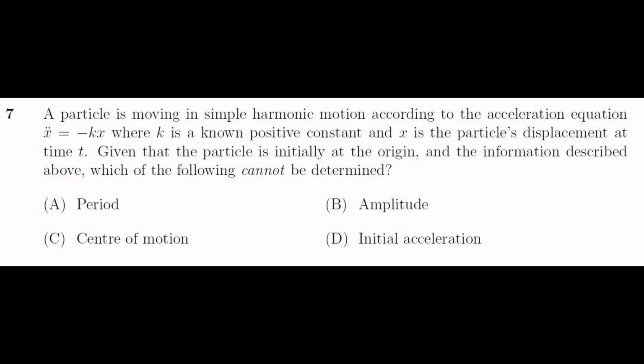So question 7 tells us that a particle is moving in simple harmonic motion according to the acceleration equation x double dot equals negative kx, where k is a known positive constant and x is the particle's displacement at time t. Given that the particle is initially at the origin and the information described above, which of the following cannot be determined? And our four options here are the period, the amplitude, the center of motion, or the initial acceleration.